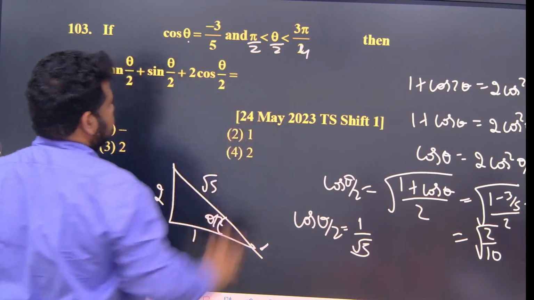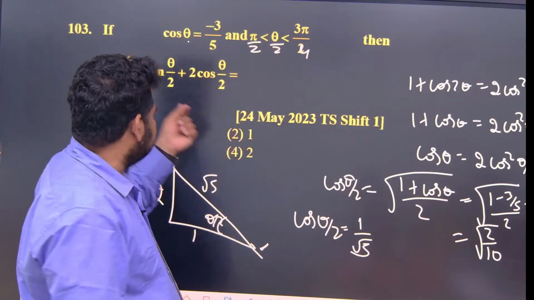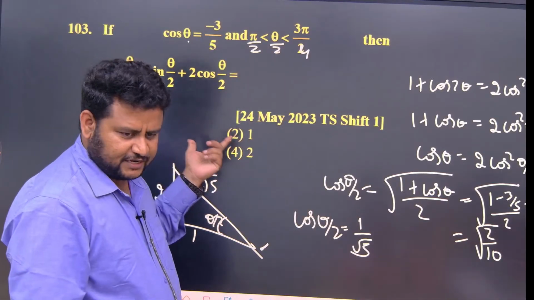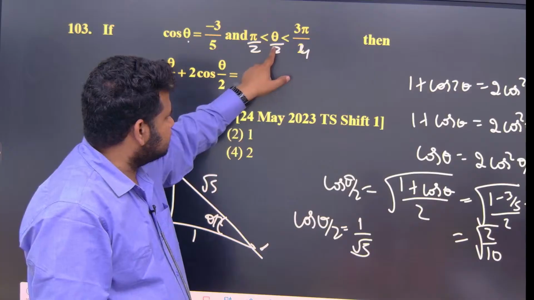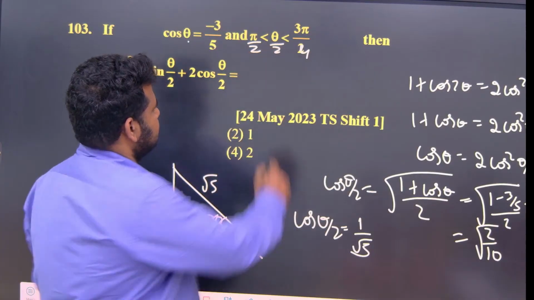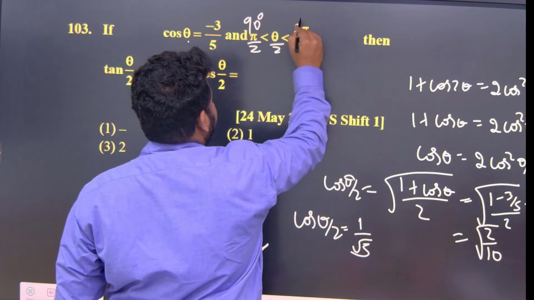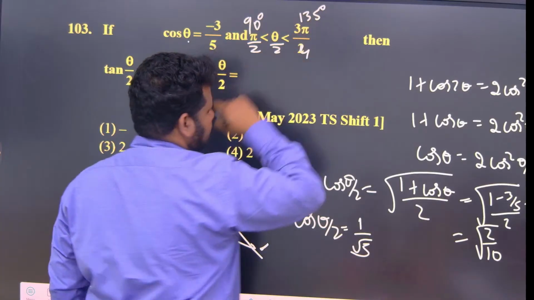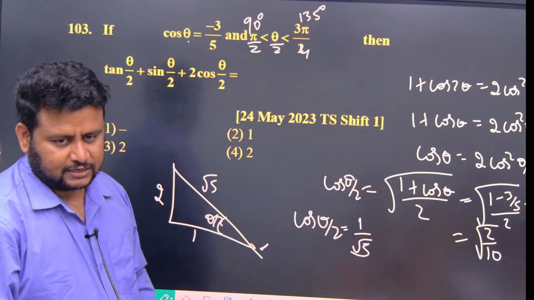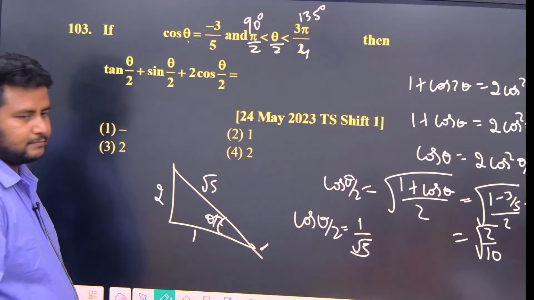Now see here. Theta is what? Here this is given as theta, but we are finding for theta by 2. So this is theta by 2, this is pi by 2, 3 pi by 4. This is 90. This is 3 pi by 4, which is 135. That is which quadrant? Second quadrant. Second quadrant, what will happen?